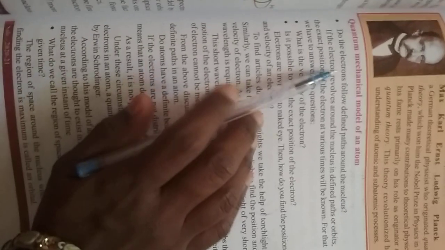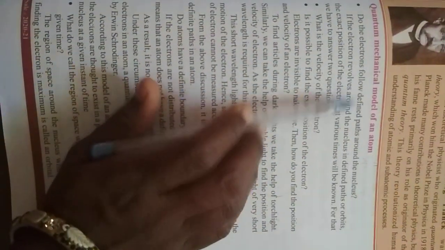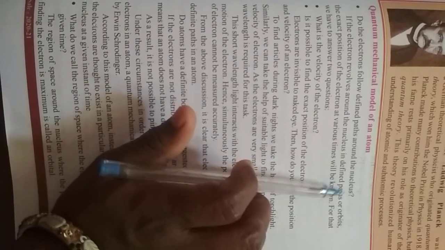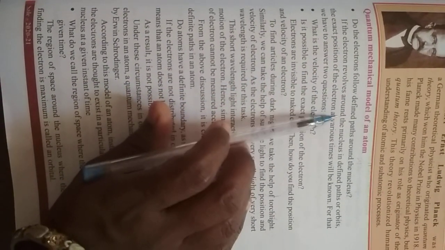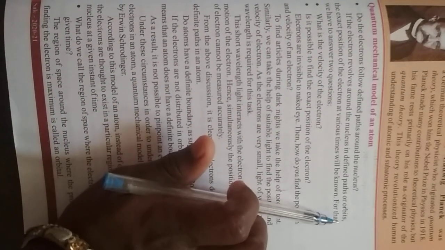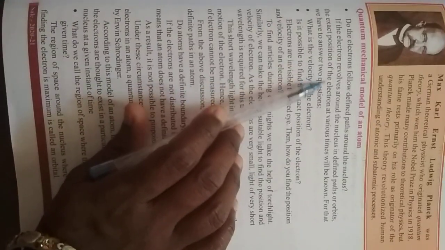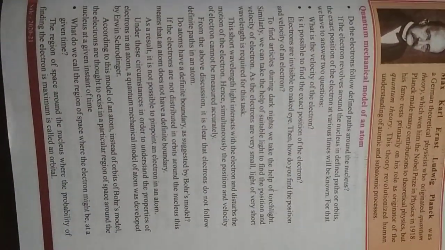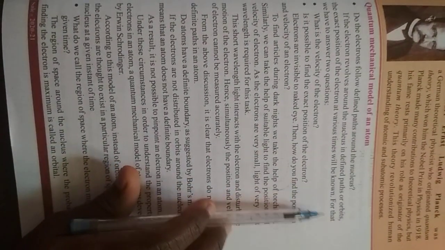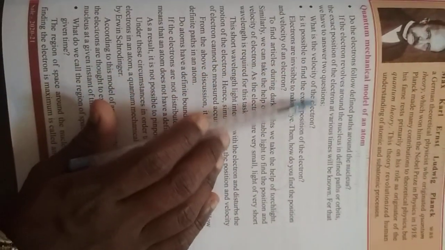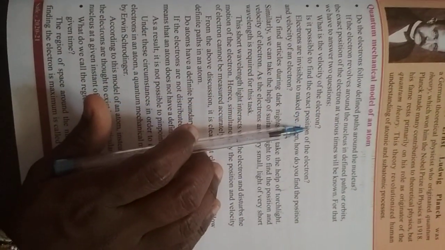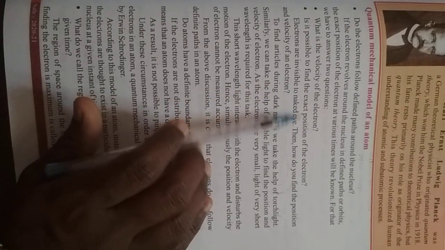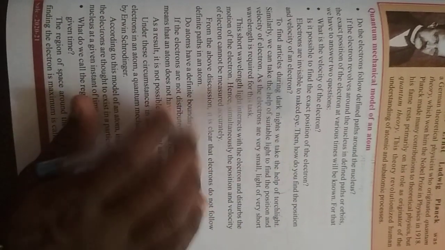Next topic, the quantum mechanical model of an atom. Do the electrons follow defined paths around the nucleus? If the electrons revolve around the nucleus in defined paths or orbits, the exact position of the electron at various times will be known. For that, we have to answer two questions. What is the velocity of an electron? Is it possible to find the exact position of the electron?